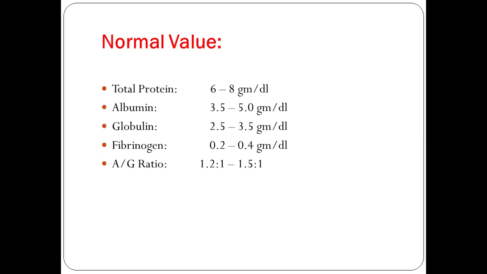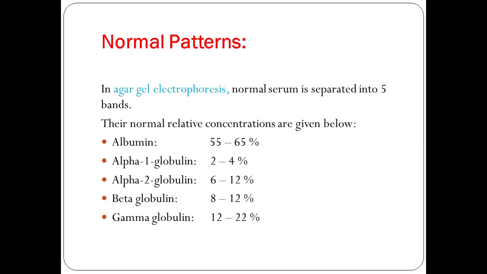If I talk about the normal range of plasma proteins, total protein is 6 to 8 gram per deciliter, albumin is 3.5 to 5 gram per deciliter, and globulin is 2.5 to 3.5 gram per deciliter. Fibrinogen is a very minor amount, 0.2 to 0.4 gram per deciliter. The AG ratio, albumin globulin ratio, is 1.2 to 1 to 1.5 to 1. So this is the normal range of plasma proteins.